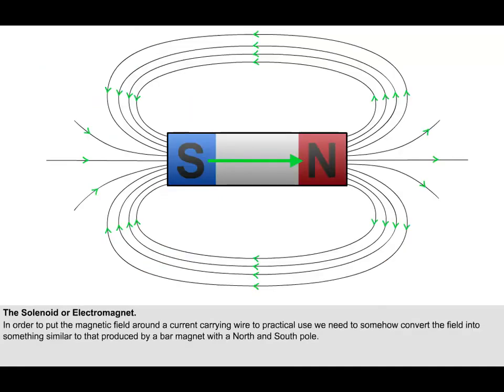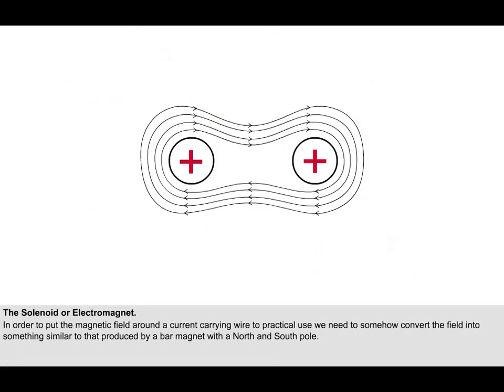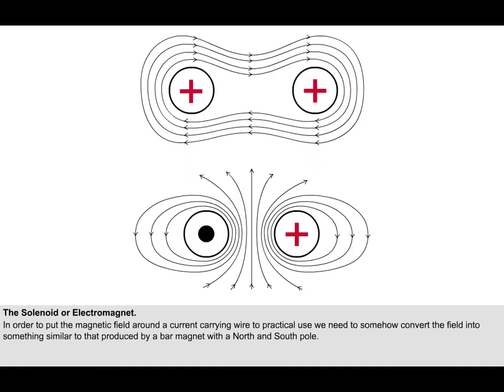In order to put the magnetic field around a current-carrying wire to practical use, we need to somehow convert the field into something similar to that produced by a bar magnet with a north and south pole. If we look in cross-section at two insulated current-carrying wires placed close together, with the current flowing in the same directions, their magnetic fields will combine, as shown here. If, however, we place two insulated current-carrying wires together with the current flowing in opposite directions, their fields will now interact like this.